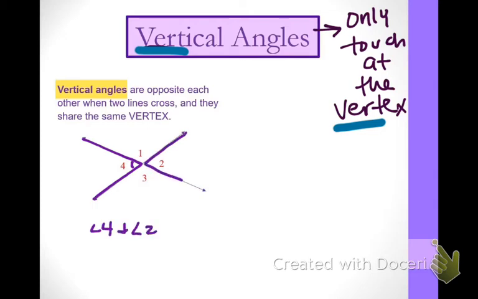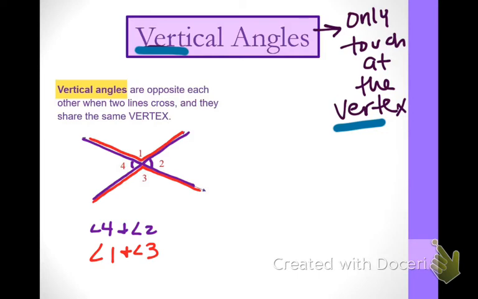I'll give you a second to highlight it too. Angle 4 and angle 2, they are vertical. All right, which means angle 1, if I could highlight it better, angle 1 is going to be vertical with angle 3. Angle 1 and angle 3.